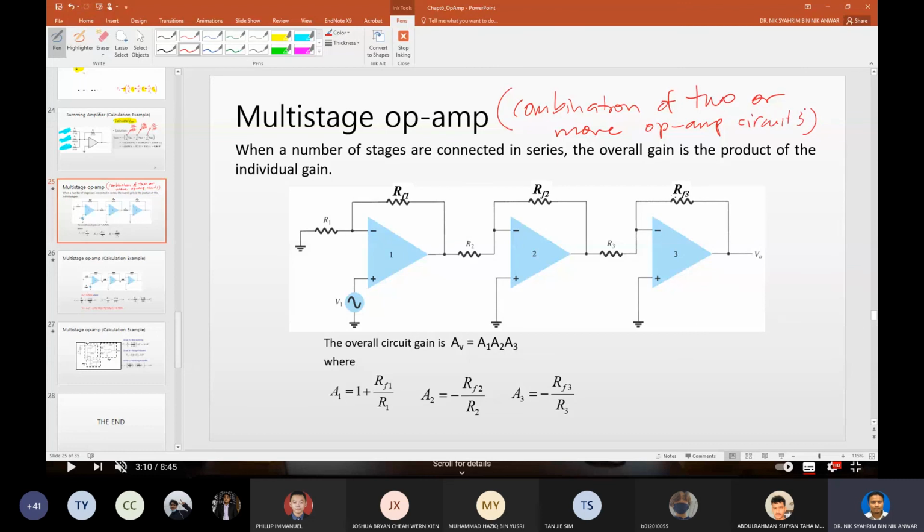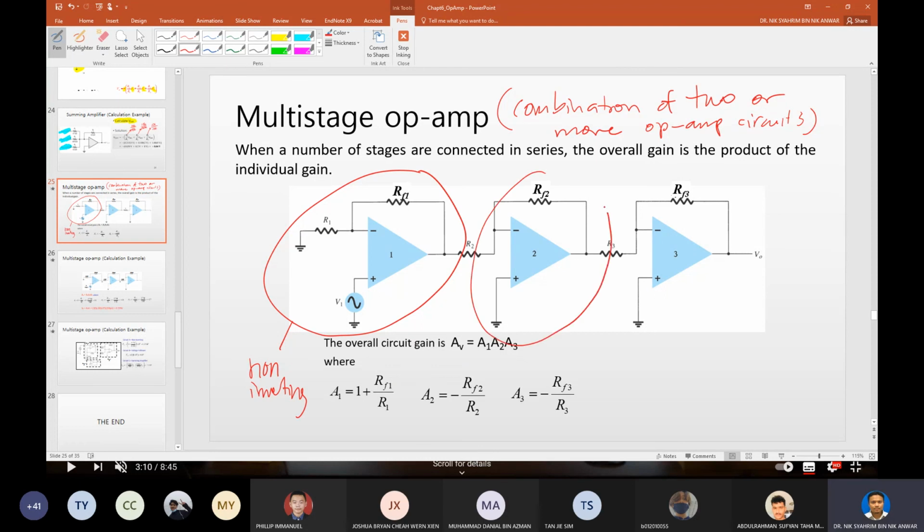It's just that if you have, for example, in this case, 3 types of circuit. So the first one is, can somebody enlighten us? What type of circuit is this? Non-inverting. Okay, good. So this is a non-inverting. And this one, you see clearly the plus input or the non-inverting input is grounded. So this must be an inverting amplifier.